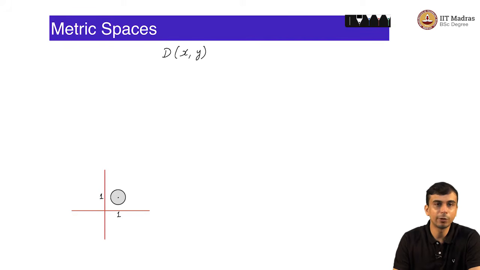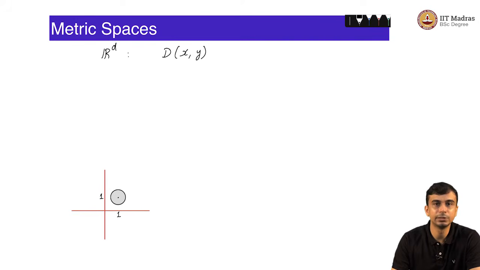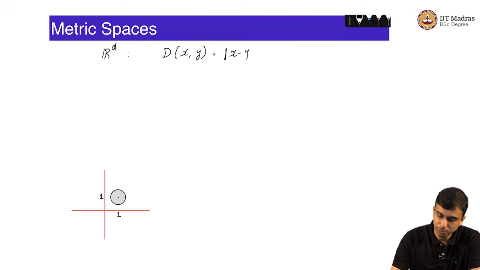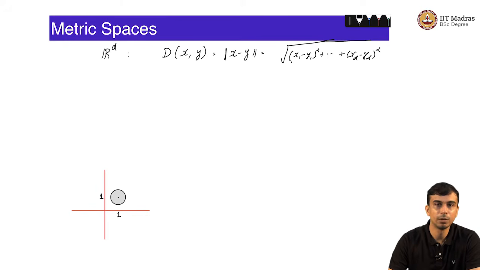So the default metric space that we will be working with throughout is R^d, which is the d-dimensional vectors, with the distance function simply given by the Euclidean distance. By that I mean d(x, y) is simply the norm of x minus y, which is simply the square root of (x1 minus y1) the whole squared plus dot dot dot (xd minus yd) the whole squared. So, this is the standard Euclidean norm. This will be the default metric space for most of our course.